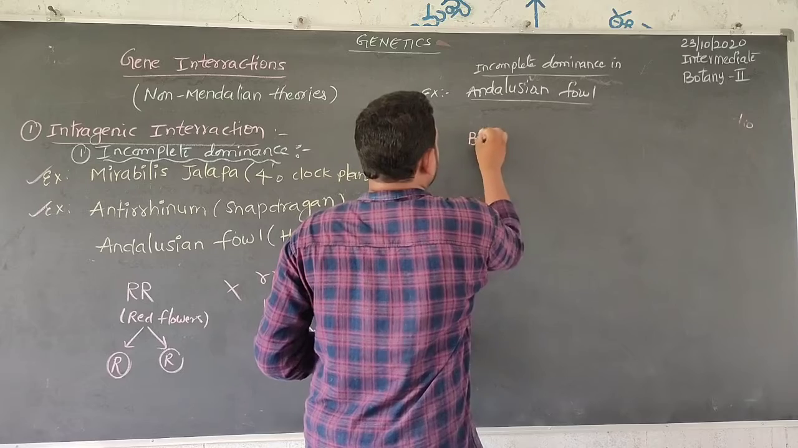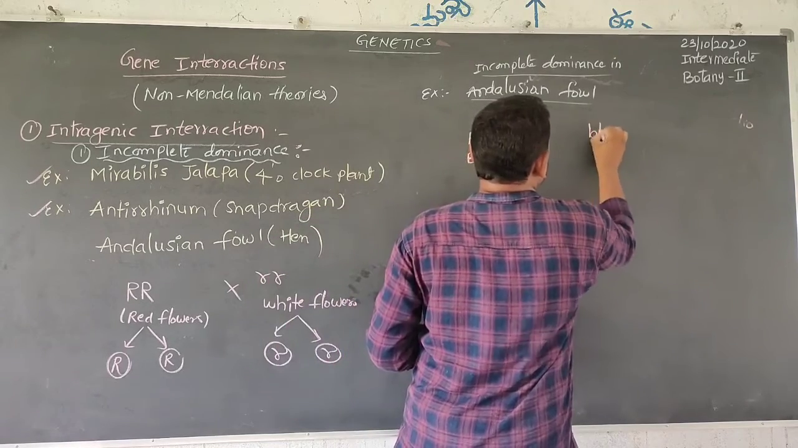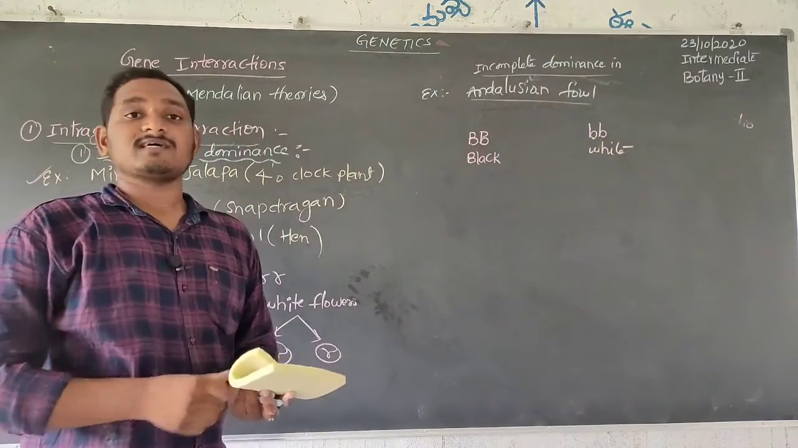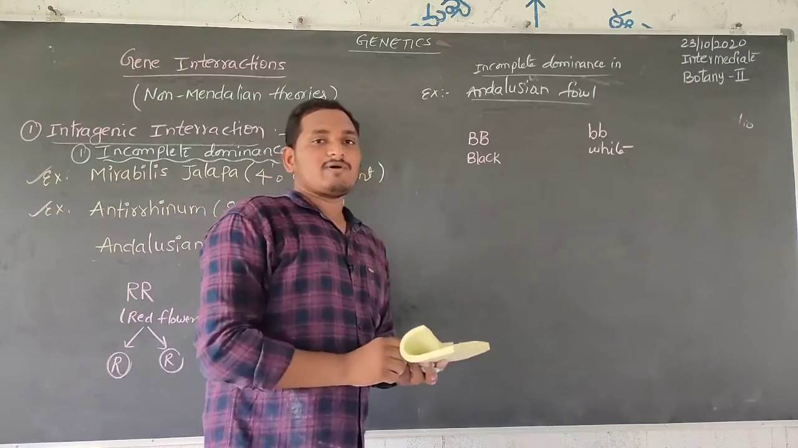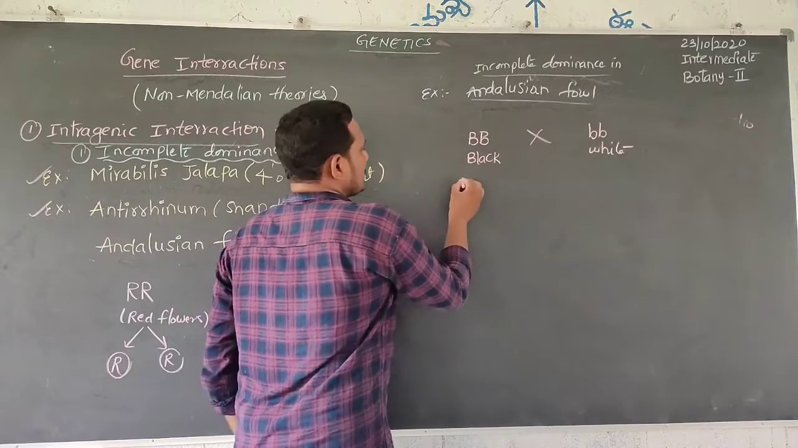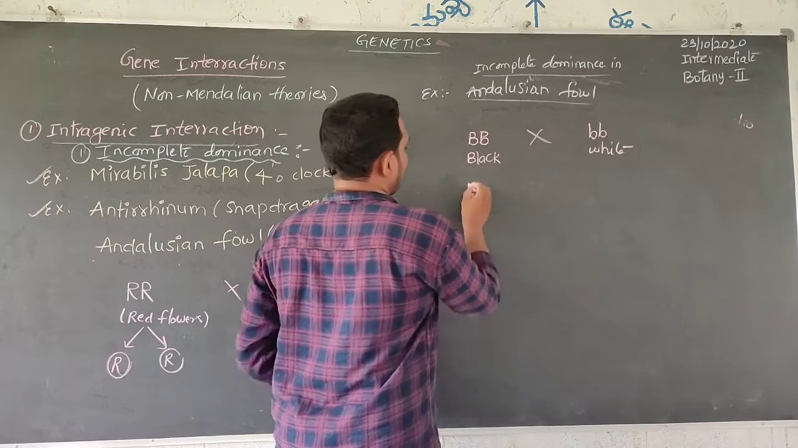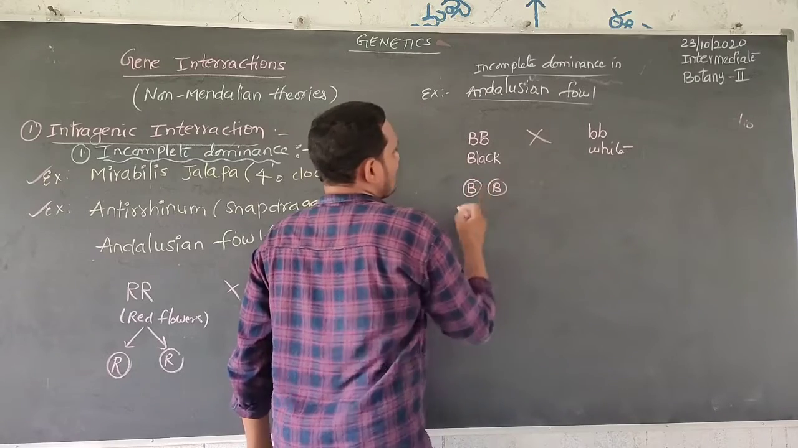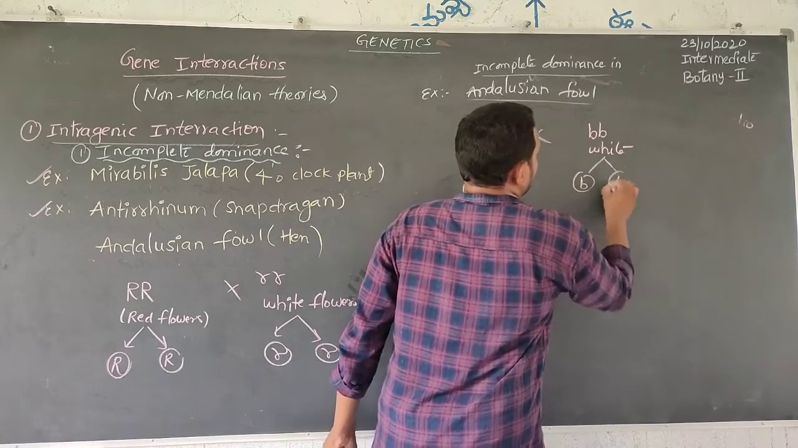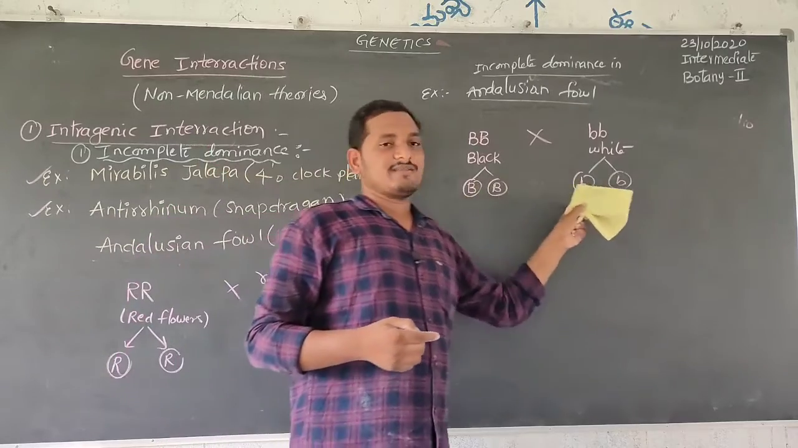One is black and the other is white. These two types of hens, we have to cross with each other. What will happen? One hen gives two gametes, and the other hen also gives two gametes.